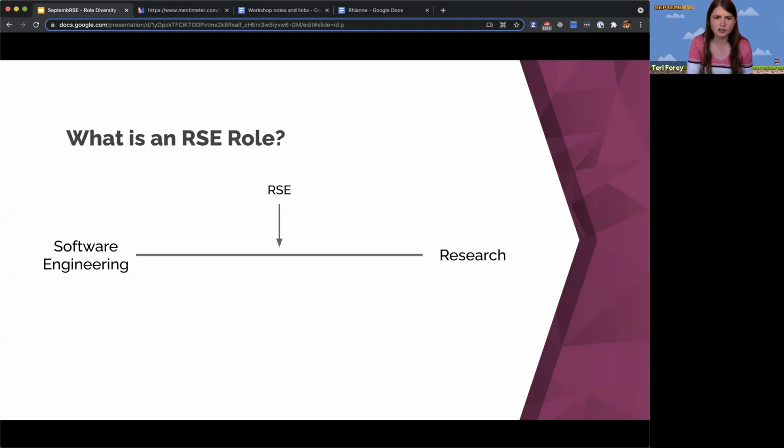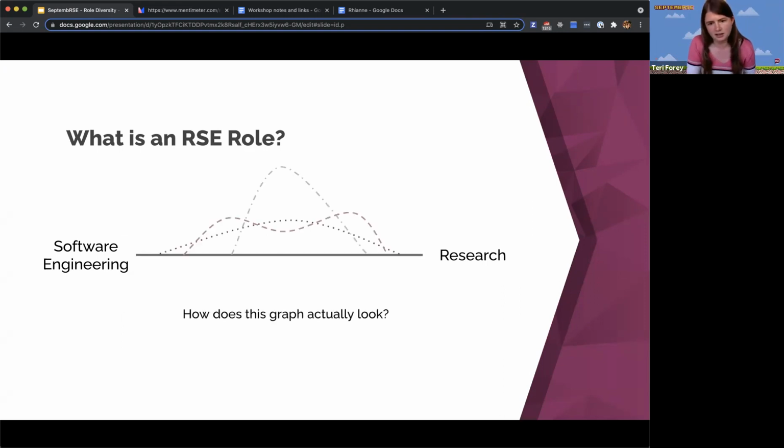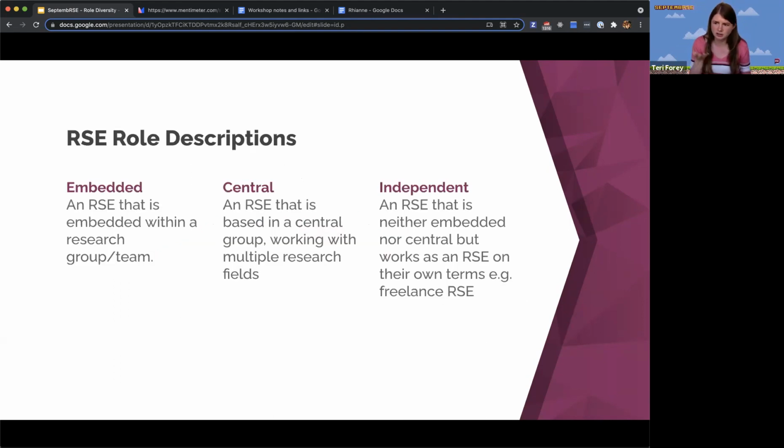And that's all very well and good, but what does this actually look like? Are we quite a broad range of people between software engineering and research? Are we very much a tight peak right in the middle of that? Or is our community actually comprised of a whole bunch of people who are more interested in research and a bunch of people who are more interested in software engineering? And so this is what we want to do, exploring where do people actually sit on this scale.